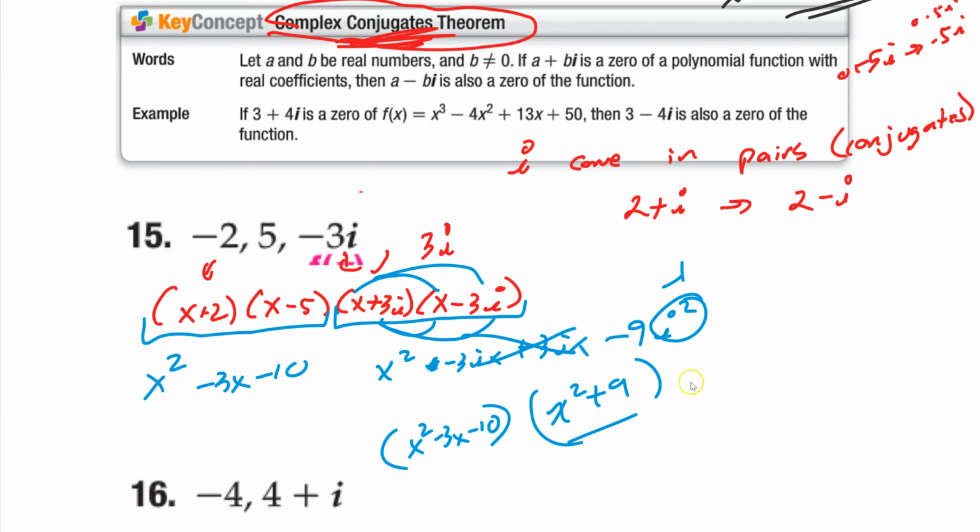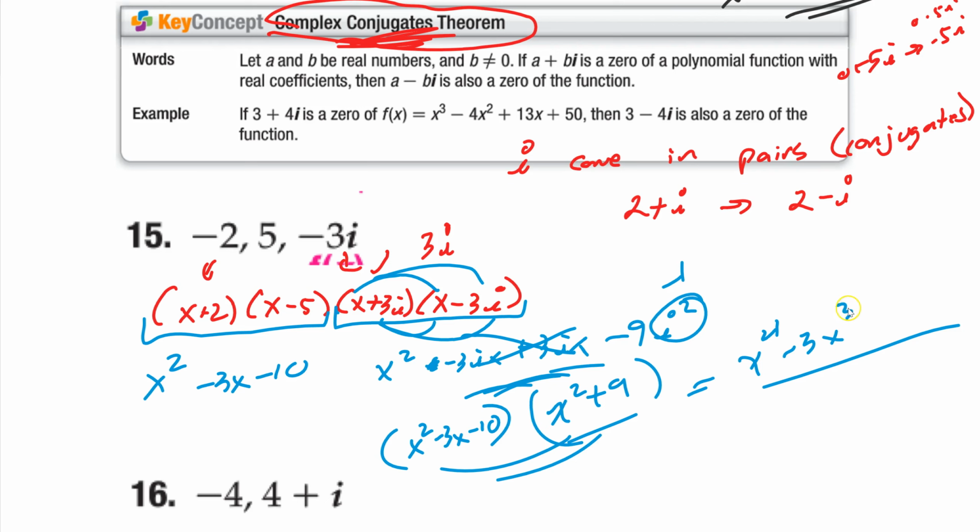And then from here, I'm going to multiply those two out to get an answer. So I actually go blah, blah, blah. You get x to the 4th minus 3x cubed, I think minus 18x squared, and then more stuff.